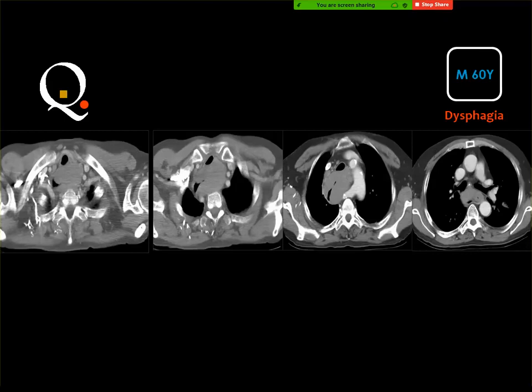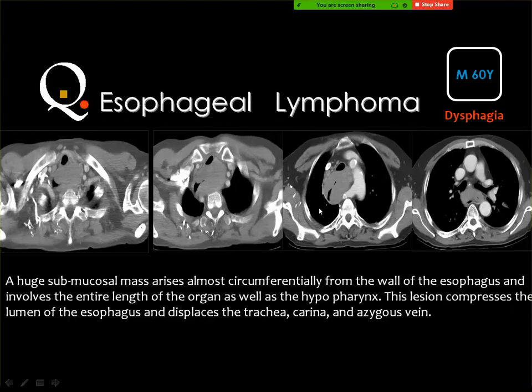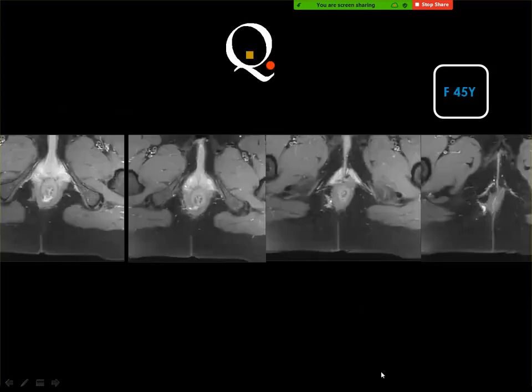Hiatus hernia? No, this lesion reaches the pharynx or the neck. Esophageal lymphoma. Yes, very good. This is a very good possibility for lymphoma because the lesion is very long. You see, starting at the neck, reaching below the screen, and it is submucosal, not obstructing the lumen and not circumferential around the lumen. And these two features are highly suggestive of lymphoma rather than carcinoma.